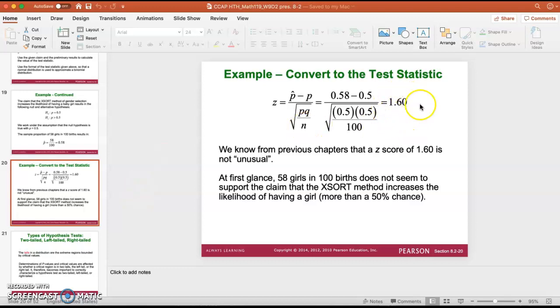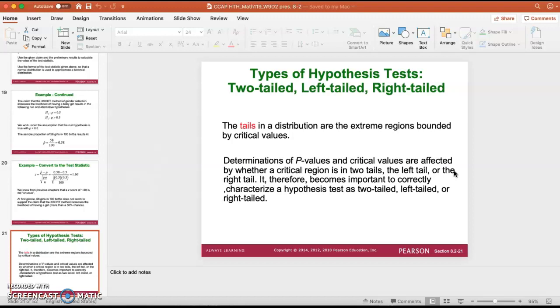Alright, so we found our test statistic. Now for what we can do with that test statistic. There are three main types of hypothesis tests, and these will determine how we use the test statistic. There's the two-tailed hypothesis test, left-tailed, and right-tailed hypothesis test. The tails in a distribution are extreme regions bounded by critical values. I'll explain more what each of those terms mean in a bit.